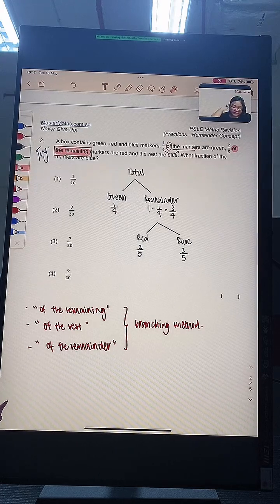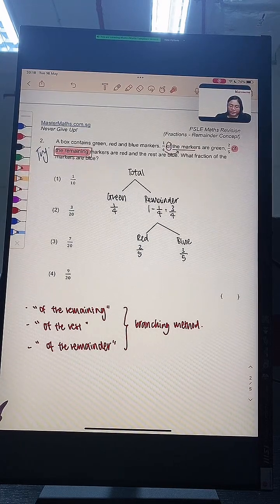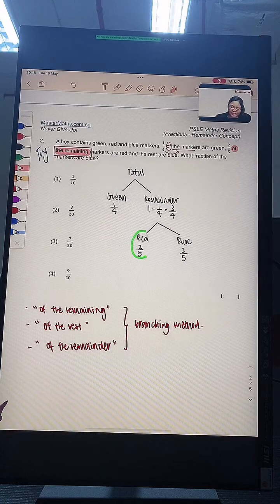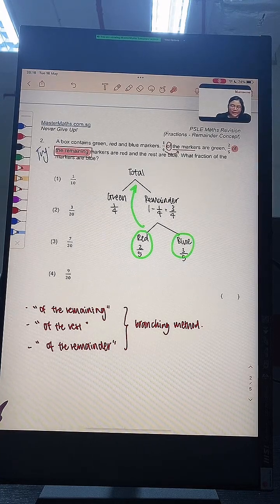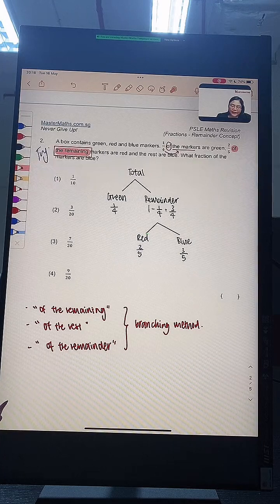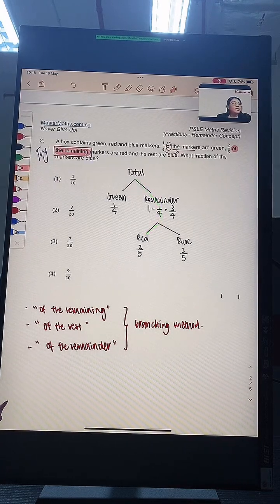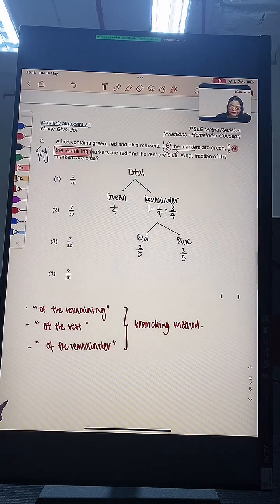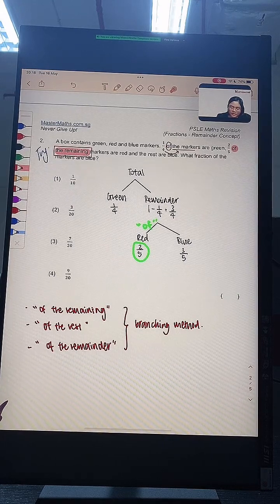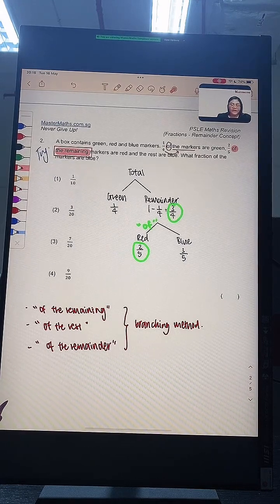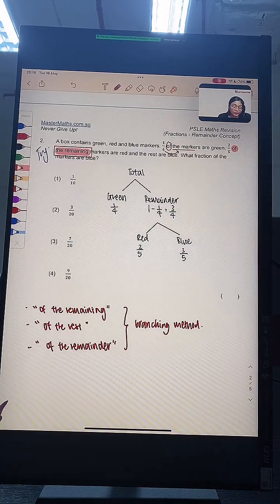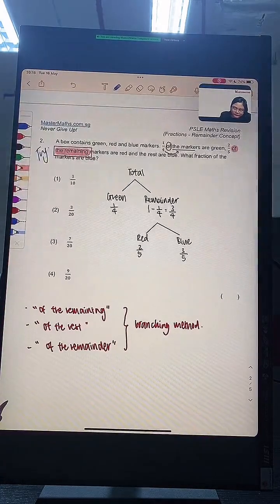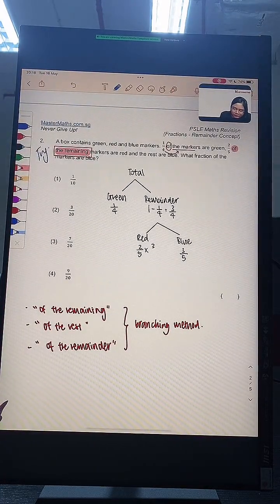So the next thing we want to do in the branching method is to link everything below back to the total. And how we do that is to multiply everything in its path. These branches here basically tell us "of". So we see 2/5 of 3/4, which is the remainder. And we have learnt last week that "of" means multiply. So I am going to multiply by the remainder, which is 3/4.